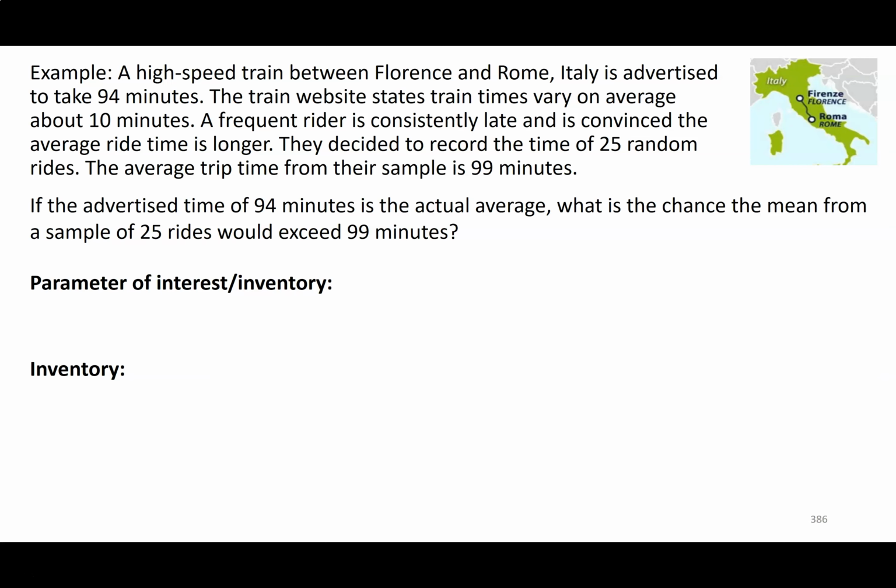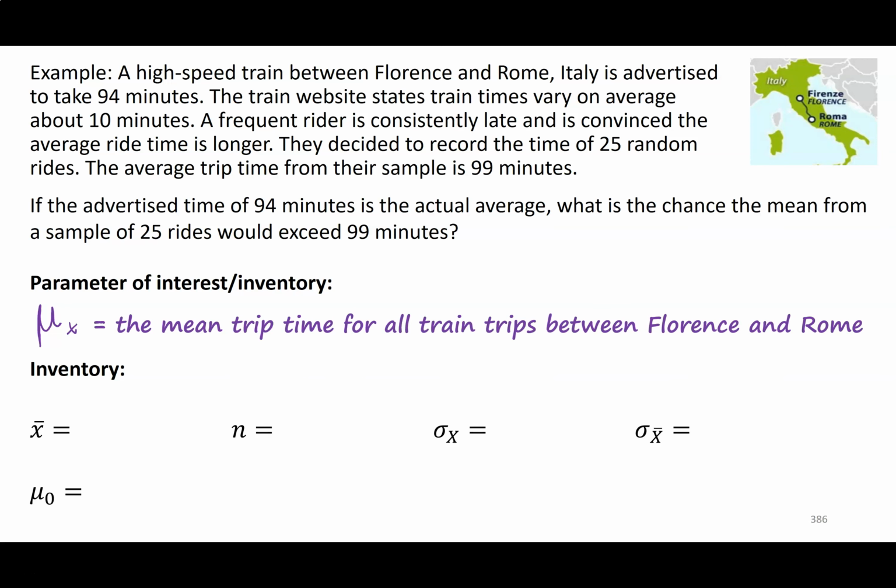So step 2, we're going to say what is our parameter of interest. I want to know the mean of all the trip times. Notation wise, mu is my mean trip time. And then if we ask for words context, we mean this: mu is equal to the mean trip time for all train trips between Florence and Rome, at least with this particular company.